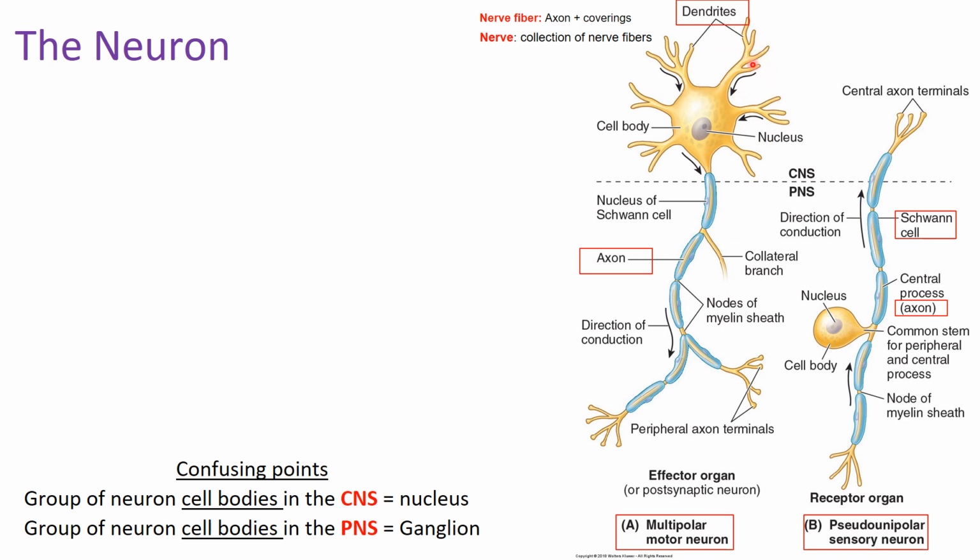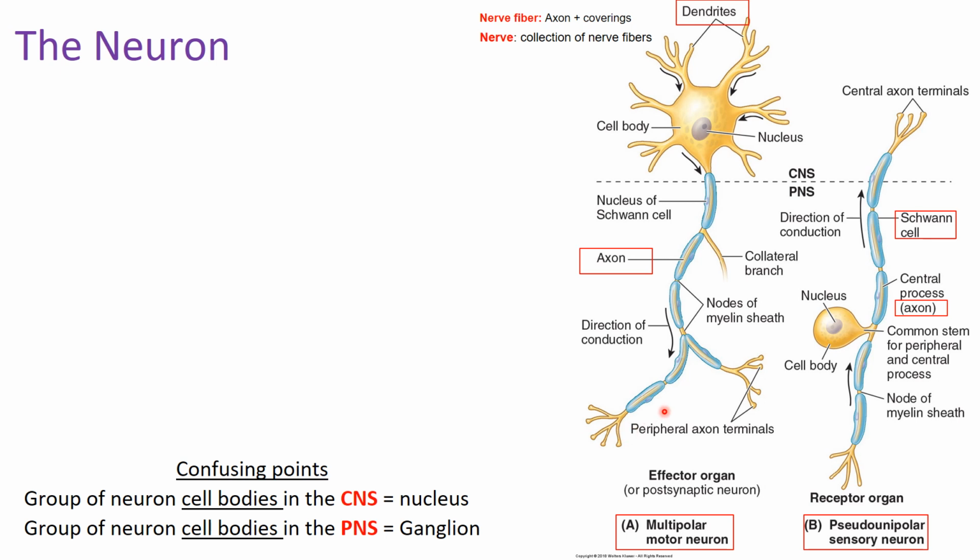The dendrites are receiving signals from another neuron. That signal is getting integrated within the cell body. And then if it is deemed that a nerve signal needs to be fired from this neuron, it will be sent down the axon towards the axon terminals, which are the ends of the neuron.